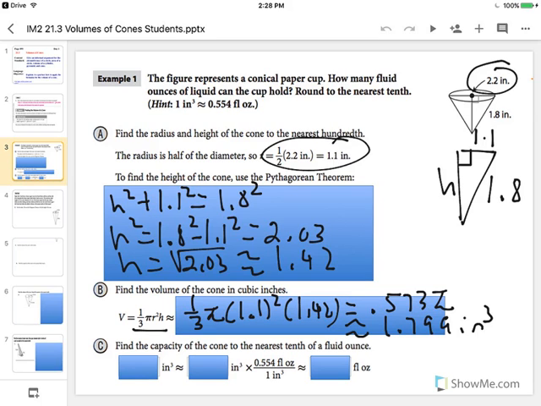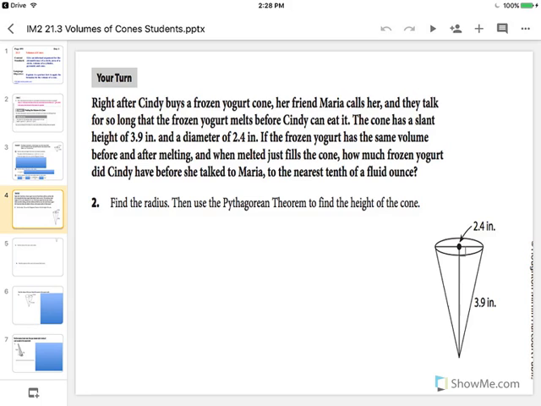Part C, find the capacity of the cone to the nearest tenth of a fluid ounce. Here we have 1.799 cubic inches, so convert using this hint: 1.799 times 0.554 fluid ounce per cubic inch. The cubic inches cancel out. When we work this out, this gives us approximately 0.997 fluid ounce. Let's go on to our next example.